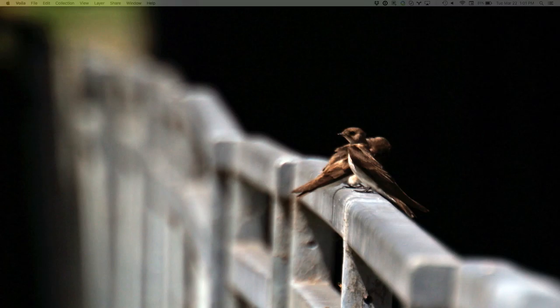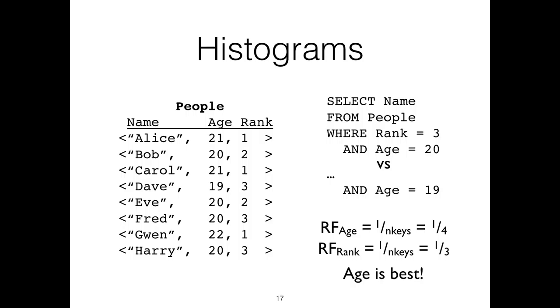All right, sorry about that. There are 3 distinct values of rank. So my reduction factor, the number of tuples that I'm expecting to let through, is going to end up being 1 over 3. Ah, that's what it is. 1 out of 3. So 1 out of every 3 tuples passes through by rank. 1 out of every 4 tuples passes through if I filter first on age.